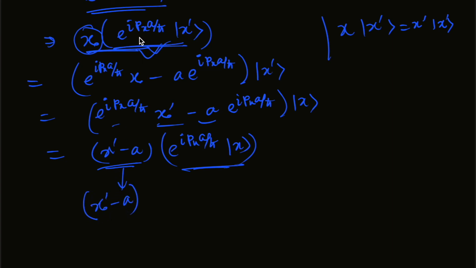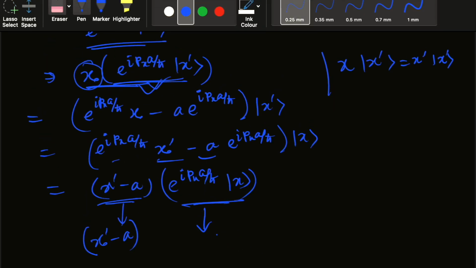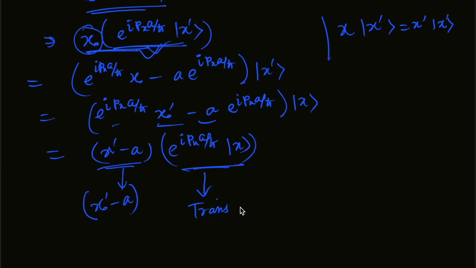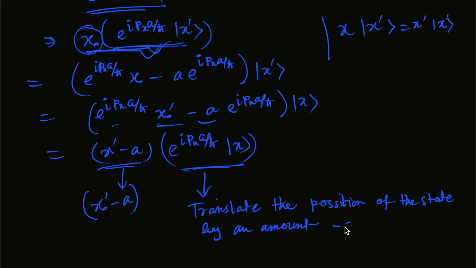That means what it does is shift, or translate, the position of the state by an amount minus a. So this is basically a translation operator. So that is it.